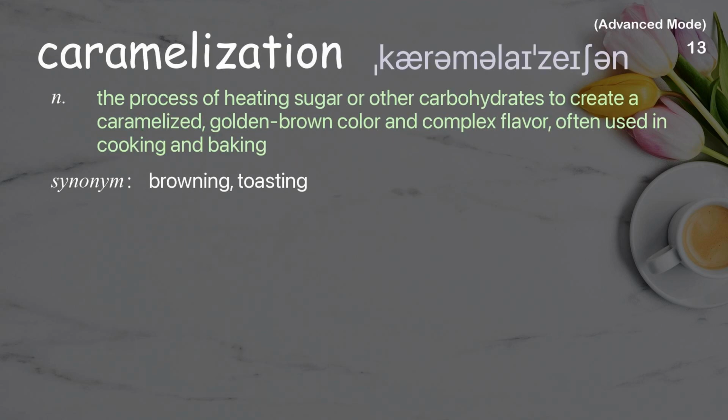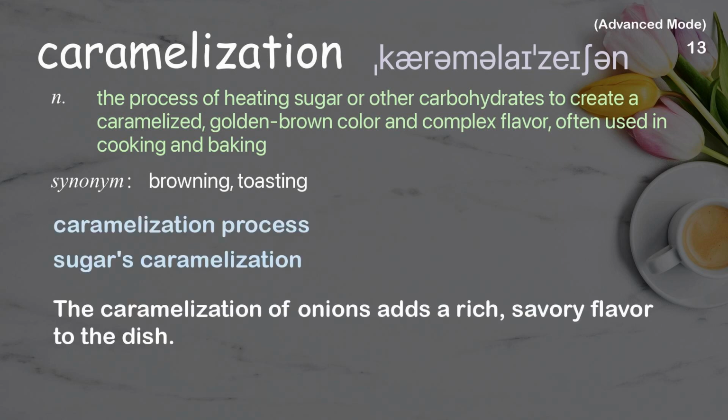Caramelization. The process of heating sugar or other carbohydrates to create a caramelized, golden brown color and complex flavor, often used in cooking and baking. Examples: Caramelization process. Sugar's caramelization. The caramelization of onions adds a rich, savory flavor to the dish.